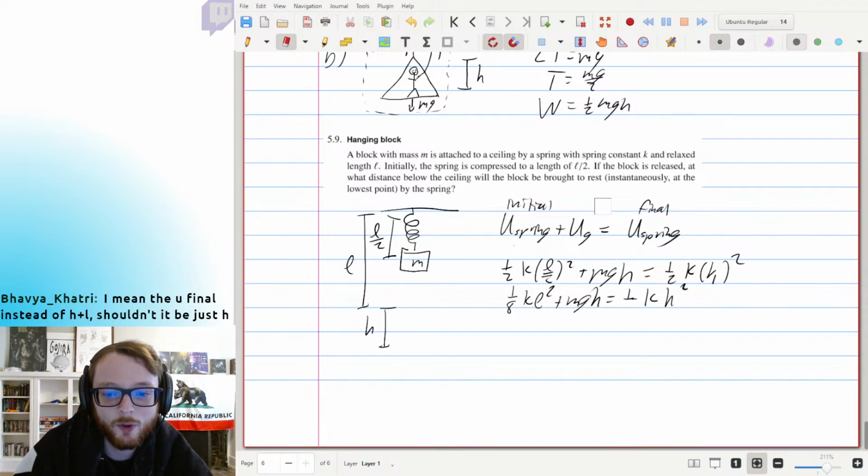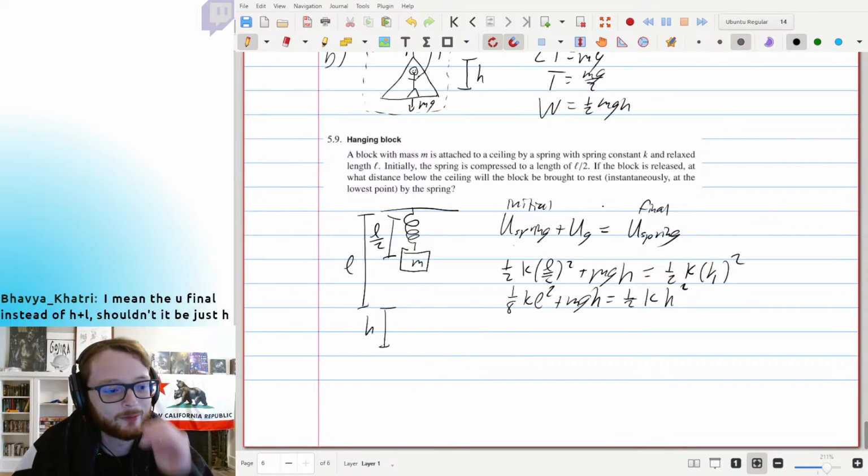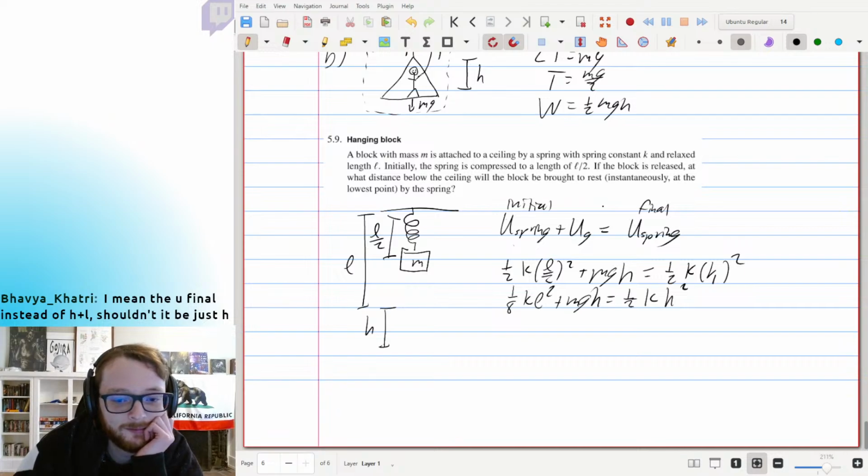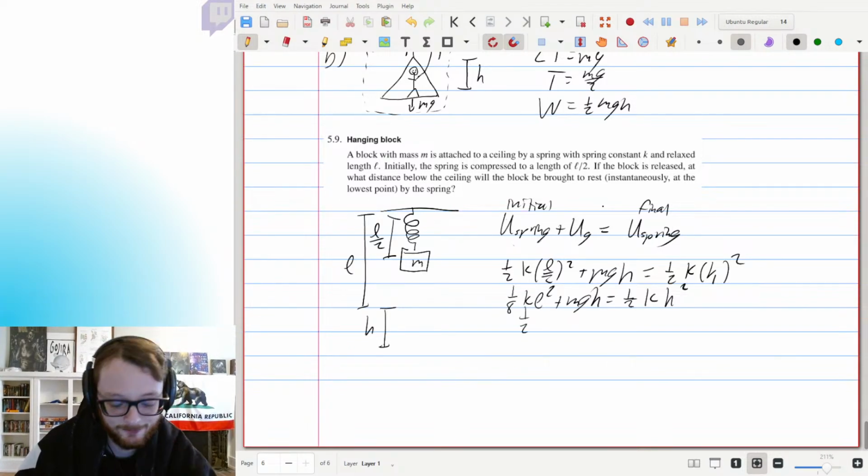Oh, the 1/8 there was also wrong the entire time. So I definitely did multiple things wrong there. That 1/8 needs to be a 1/2. Okay, if we solve this for H. Okay, we'll just keep it like that.